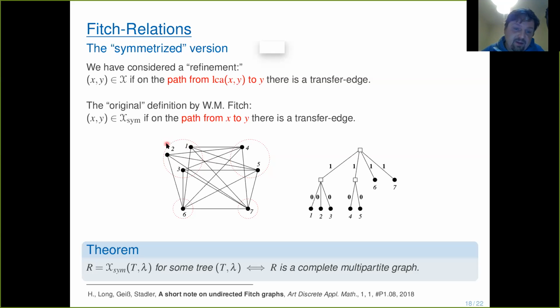We have here 1, 2, 3. They form an independent set. We simply add them with non-transfer edges, and 4 and 5 as well. And then we connect all these guys with transfer edges, and this is it. So one has to say what this shows: this symmetrized Fitch relation does not contain much information about phylogenetic histories at all.